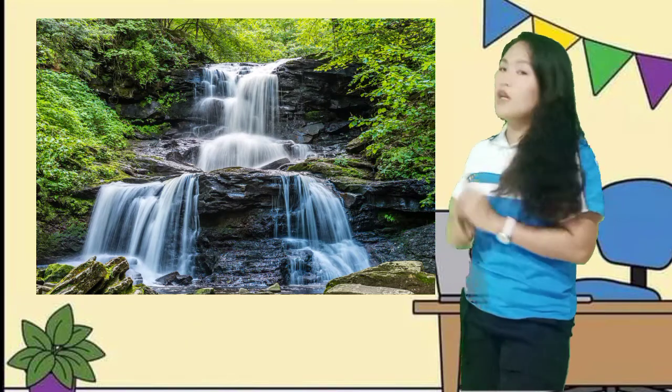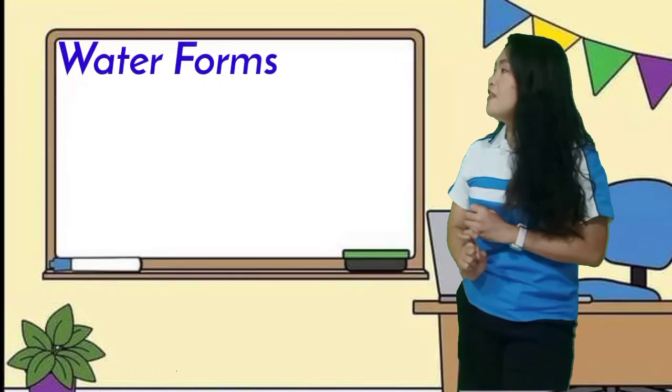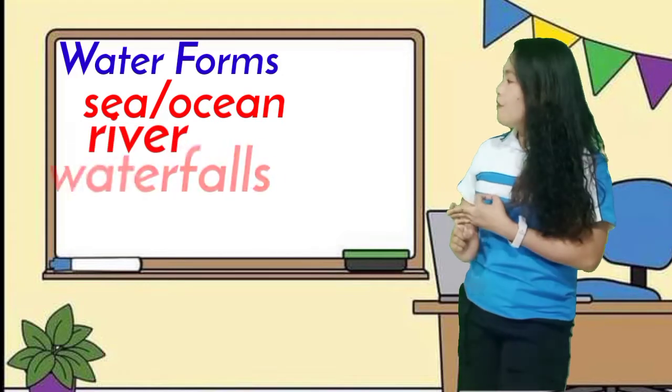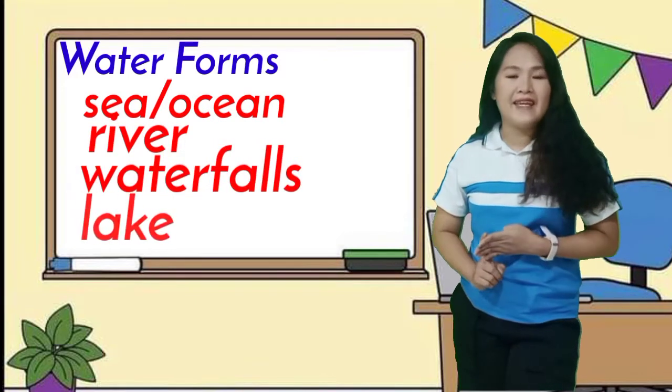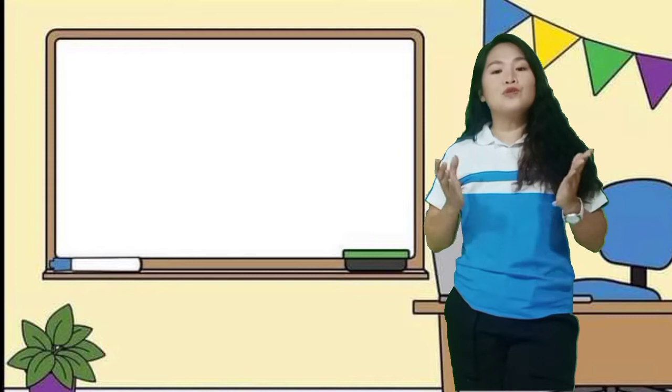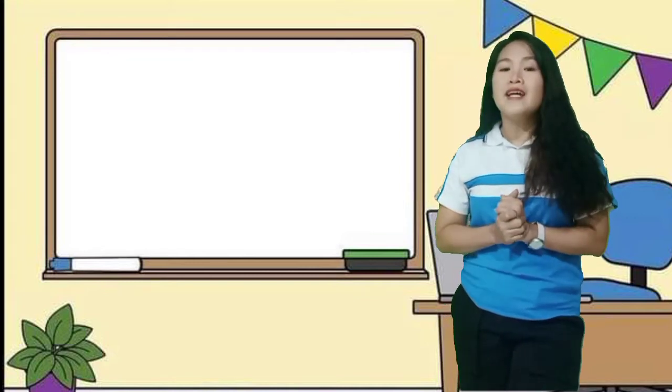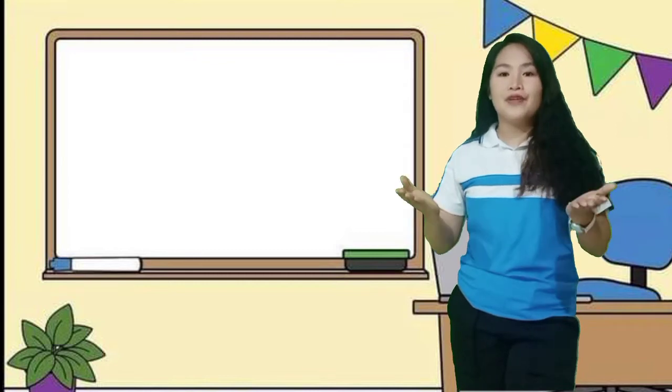So, what are the different water forms again? We have the sea or ocean, river, waterfalls, and lake. Okay, kids, so those are the different landforms and waterforms on our Earth.